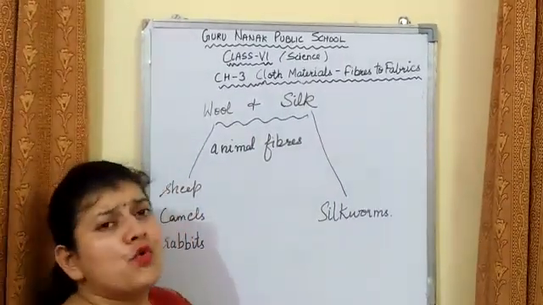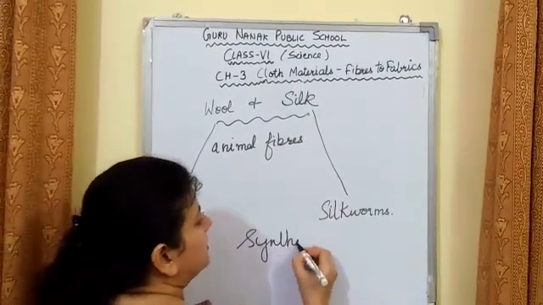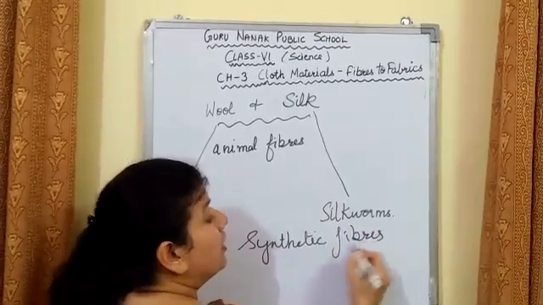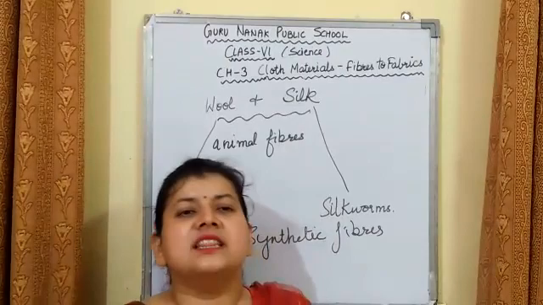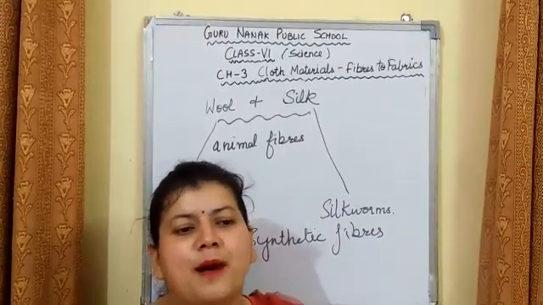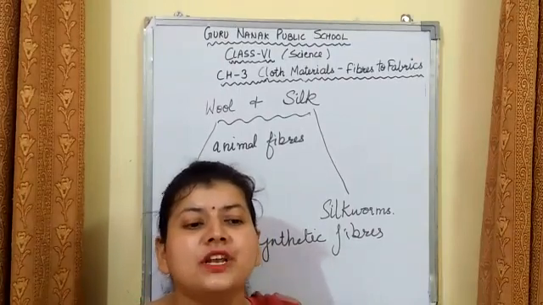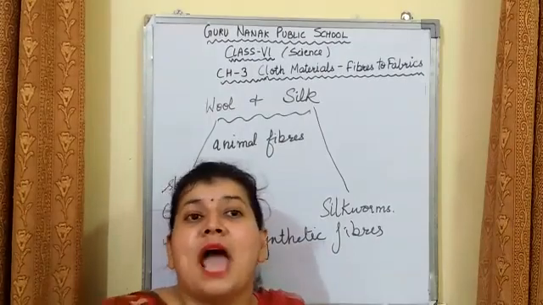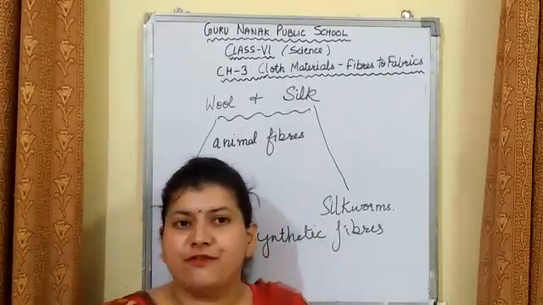Now we are going to move on to our next topic, that is synthetic fibers. In this topic, the first question is what synthetic fibers are. Synthetic fibers are made by scientists to improve the quality of naturally occurring products that we obtain from animals and plants. Now, what are the uses of synthetic fibers?